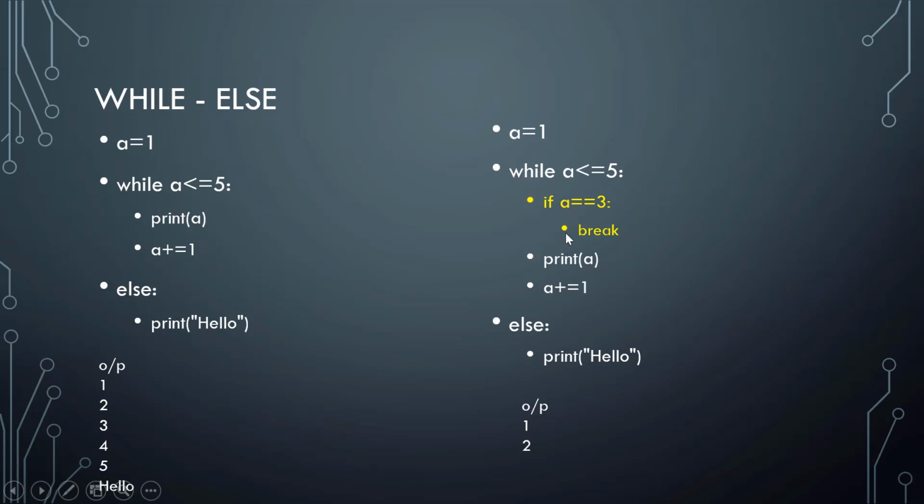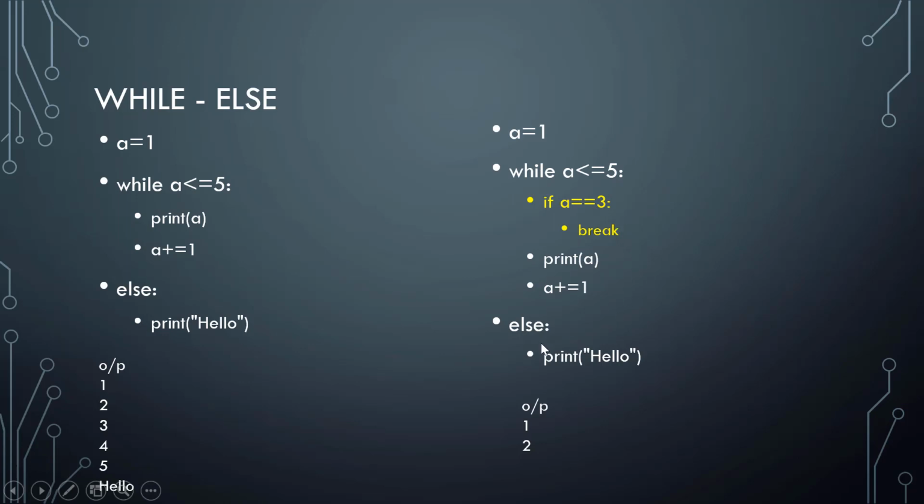Got it? So when you write while else, if the while loop successfully completes all its iterations, then only the else part will be printed. Due to any problem, it may be a break statement or exit or any other problem, if the program is stopped in the middle, then else won't be printed.